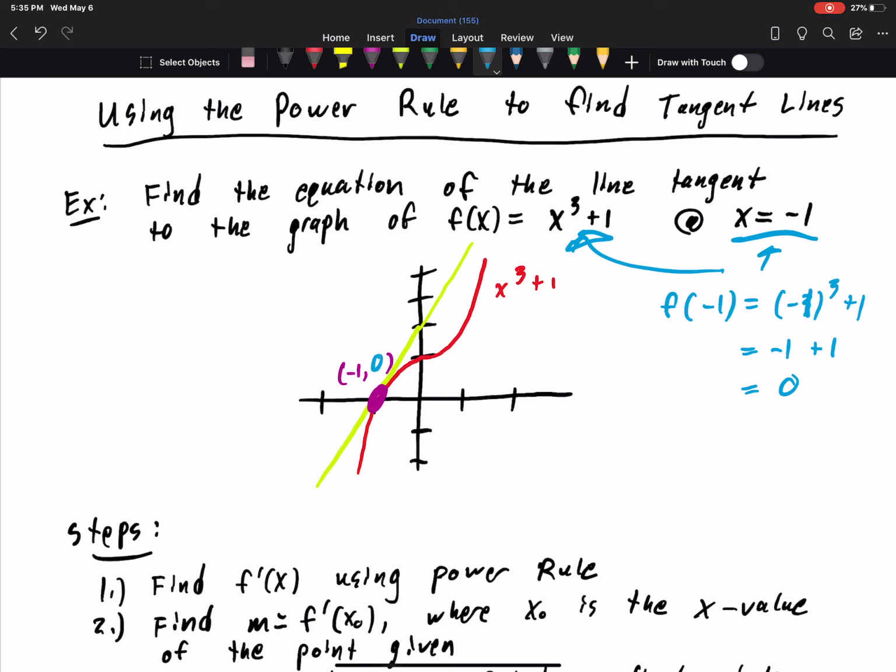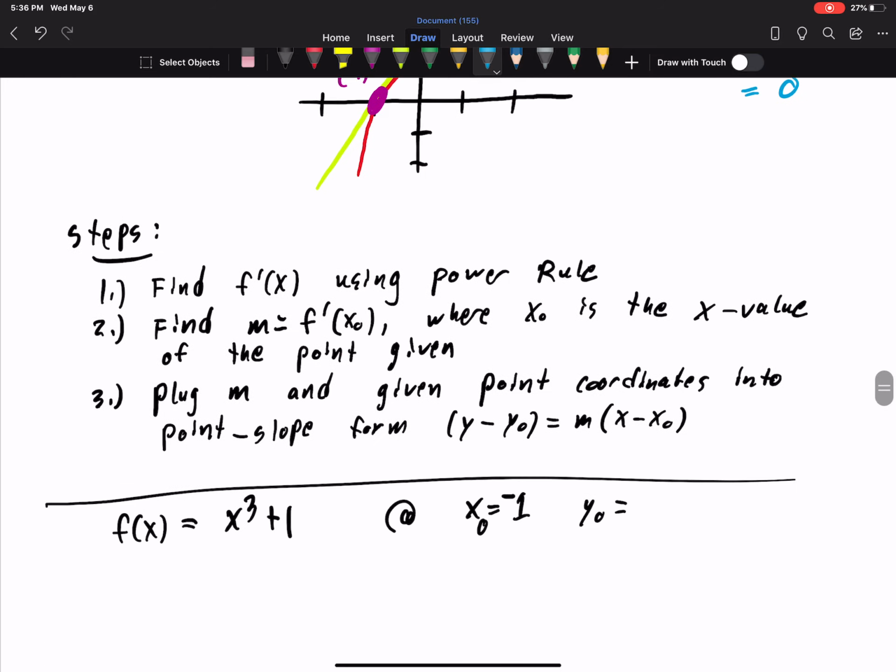All right, so that's the point. You probably could have guessed that y value just by looking at the graph, but most of the time you're not actually going to be given a graph as we have below. I'm using the graph to illustrate exactly what we're after. We're trying to find the equation of that chartreuse tangent line passing through the point -1, 0. Okay, so now that we have a y value, we can use the steps that we have below.